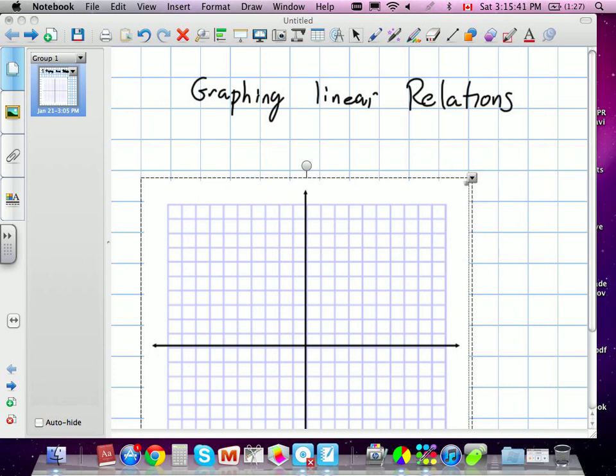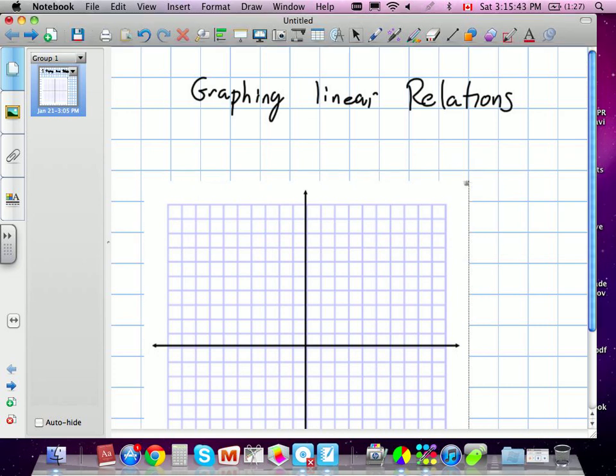Okay, so we're going to try graphing a linear relation. First question they gave us is 1a, and they've written it like y is equal to 3x minus 1. Okay, I'm going to ask you questions as we go through. Now let's see if this looks familiar to you.